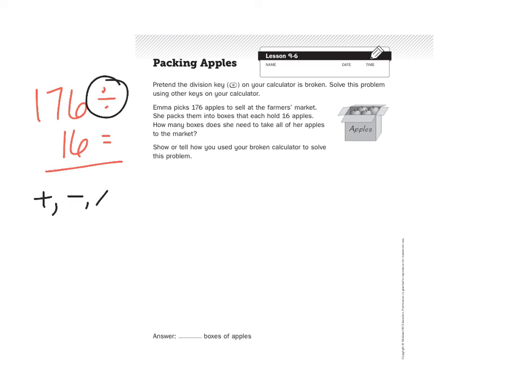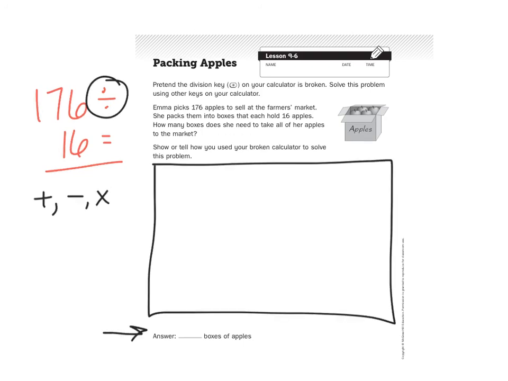Okay, so normally if our calculator was working, we could put in 176 divided into groups of 16 to find our answer. Unfortunately, this key is broken, so I have to use different operations to figure this out. The operations that I have available are addition, subtraction, and multiplication. You can figure out any way you want to solve this problem. You must show your work here, and please write the answer here.